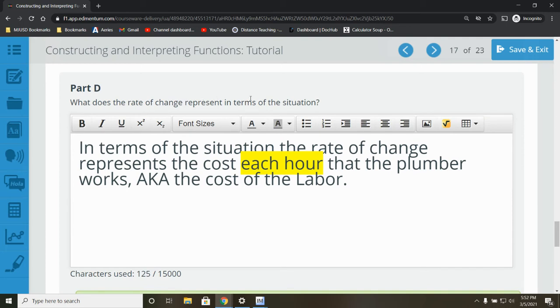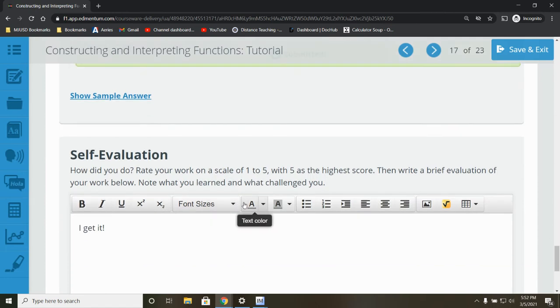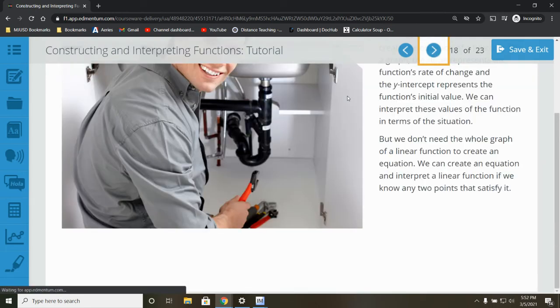What does the rate of change represent in this situation? In terms of the situation, the rate of change represents the cost each hour that the plumber works, aka the cost of the labor. Self-evaluation. I think I get it. So far, we've created an equation and interpreted a function from a graph. We just need to determine the slope and the y-intercept to create the equation of a function. On a graph, the slope represents the function's rate of change, and the y-intercept represents the function's initial value.